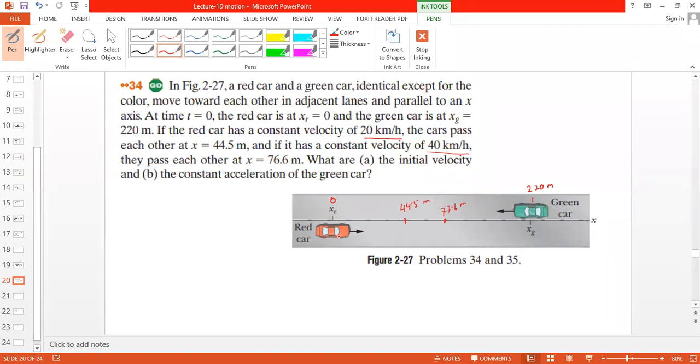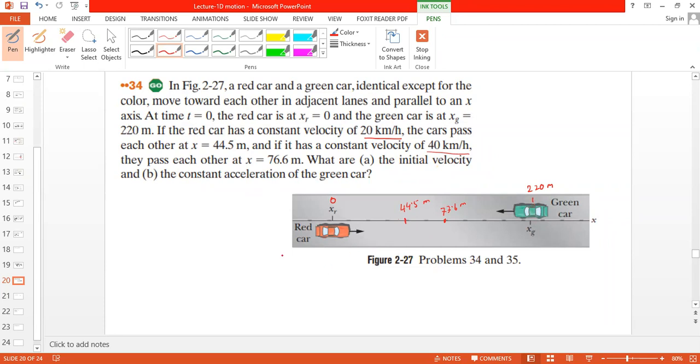Okay, if its speed becomes double, then what I have to do is find out the initial velocity and constant acceleration of the green car, and find out the acceleration of the green car. Did you understand the math? Is it clear to you guys? Two cars, did you understand? Yes, sir.